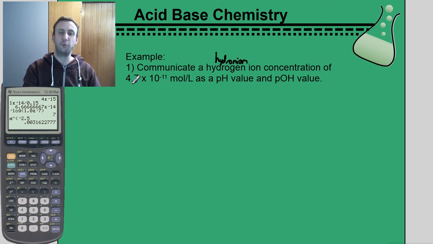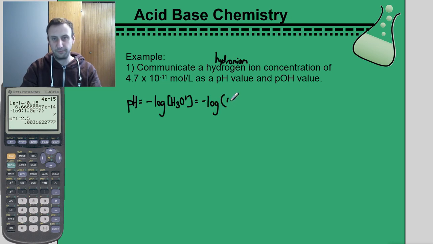Calculate the pH value and the pOH value for a solution with a hydronium ion concentration of 4.7 times 10 to the negative 11 moles per liter. I can do that. So let's get into it. Let's calculate pH first. pH is equal to negative log of hydronium, H3O positive. So I have negative log of 4.7 times 10 to the negative 11 moles per liter.